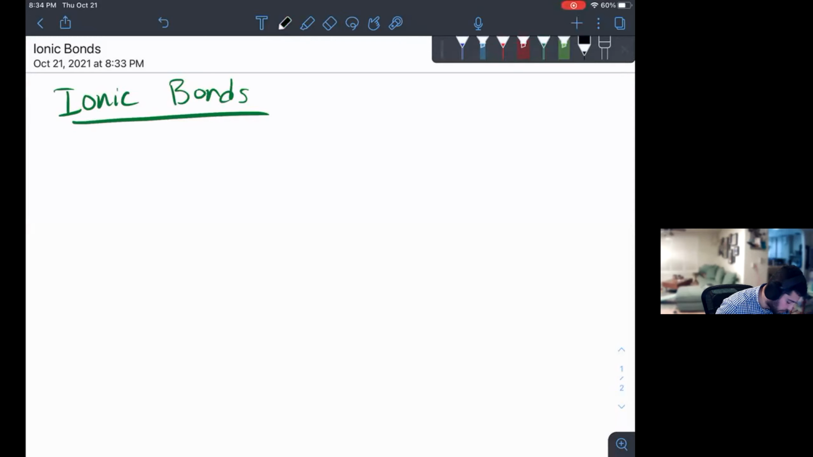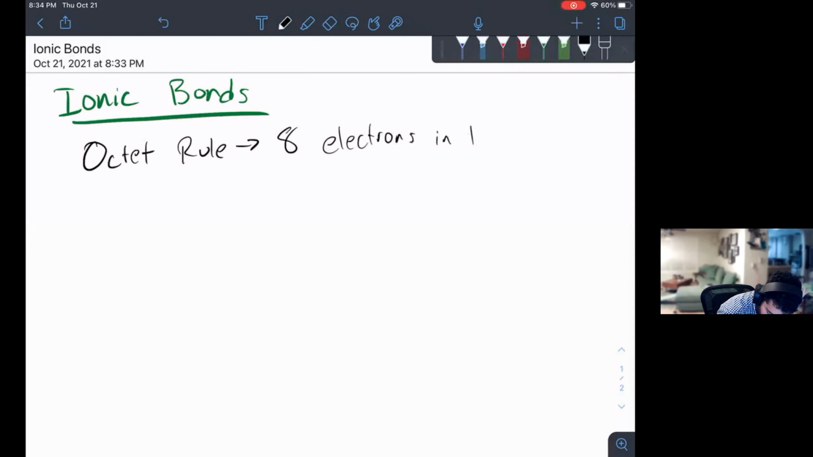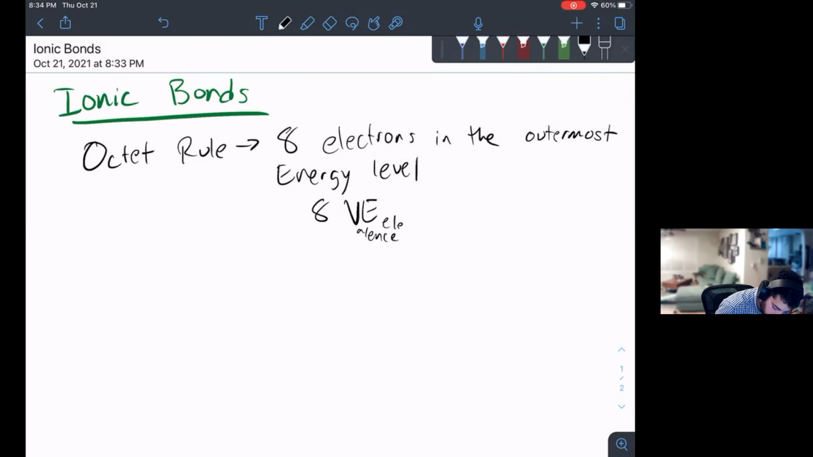The first one that we're going to be covering is the octet rule, basically stating that every atom wants 8 electrons in the outermost energy level, also known as 8 valence electrons. Now, there's a couple quick exceptions I just want to throw in.